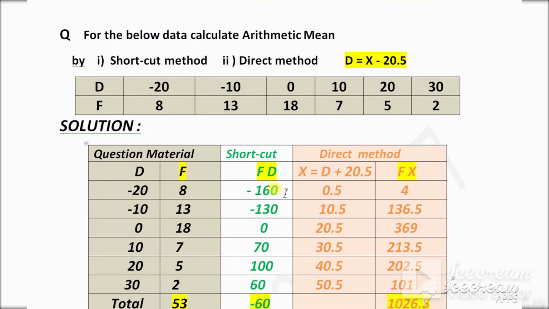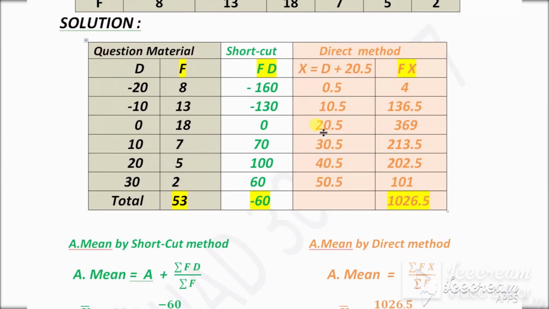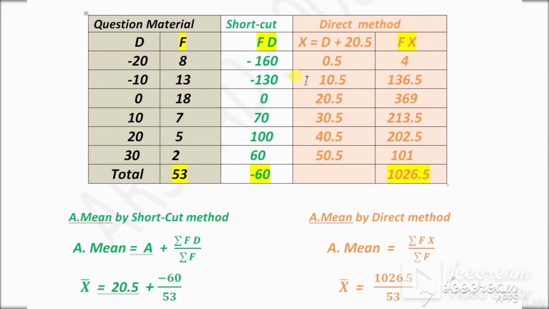20 plus 20.5 is 40.5. 30 plus 20.5 is 50.5. Now these are the values of x. According to the formula, we need f multiplied by x. So this is x and this one is f. So 8 multiplied by 0.5 is 4. 13 multiplied by 10.5 is 136.5. 18 multiplied by 20.5 is 369. 7 multiplied by 30.5 is 213.5.